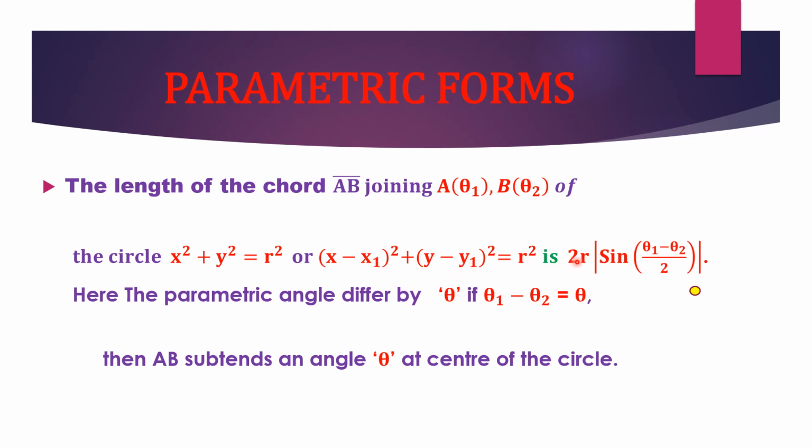Here the length of the chord AB is given by 2r times the absolute value of sine of (theta 1 minus theta 2) by 2. Here the parametric angle theta is the difference between theta 1 and theta 2. So theta equals theta 1 minus theta 2. Now the chord AB subtends an angle theta at the center of the circle. This is one more result in the parametric forms.